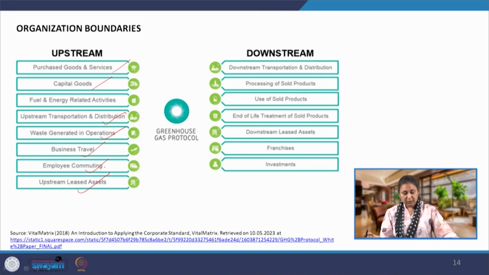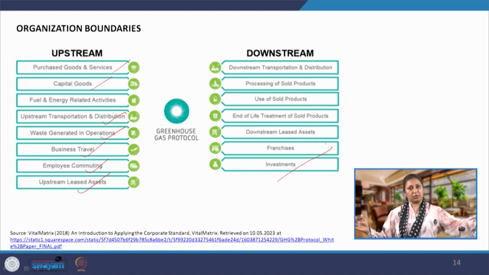Downstream is where the processing of sold products and use of sold products is happening, or end of life treatment of sold products, or the downstream leased assets, franchisees, investments. So, all this is downstream. So, we have from manufacturing of the goods to selling and also recycling of the goods, if that is a mandate. So, this entire is the value chain.